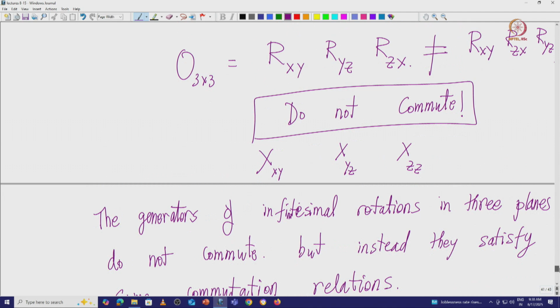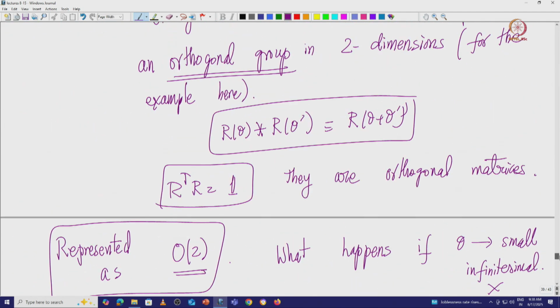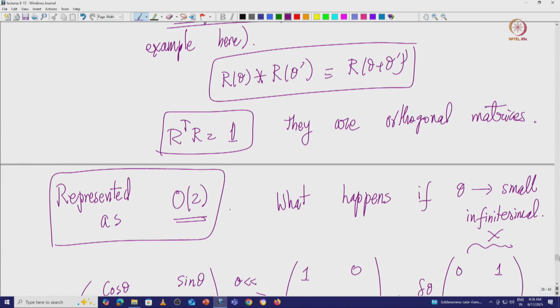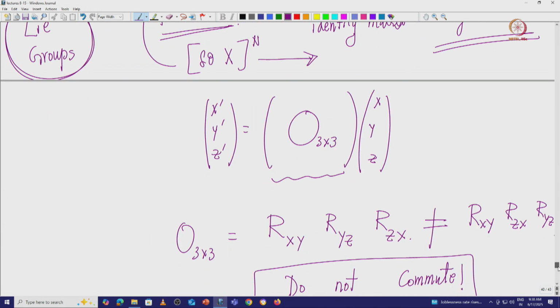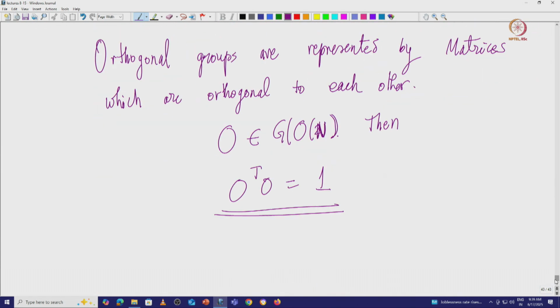Now why does this happen? Because this is exactly what we had. We call it R essentially. R transpose R, R is a rotation matrix, right? We got this condition that R transpose R should be equivalent to 1. Only then is the length of the vector always invariant under rotations. So this is called an orthogonal group. This just tells me that it's orthogonal. This is the same as R transpose R equal to 1, as introduced earlier.